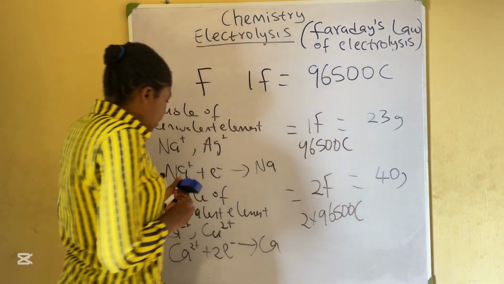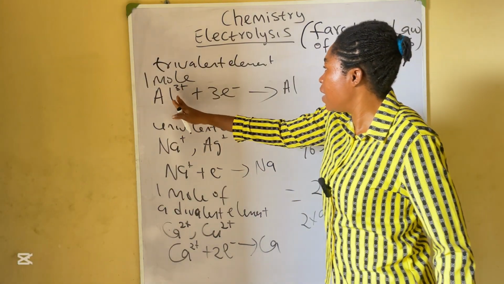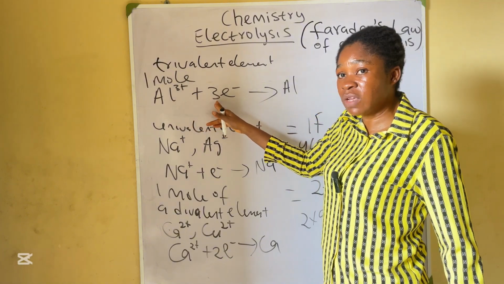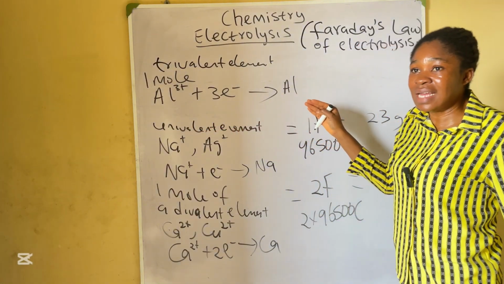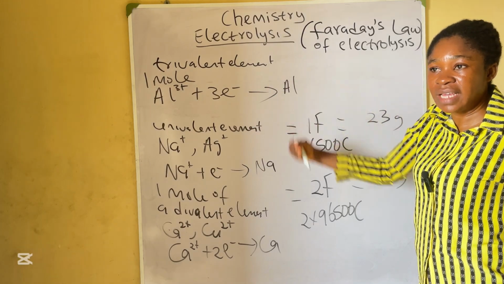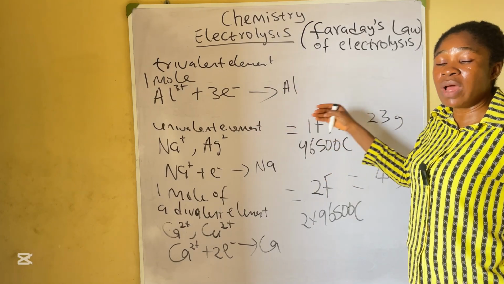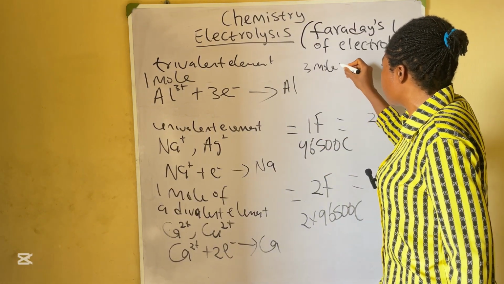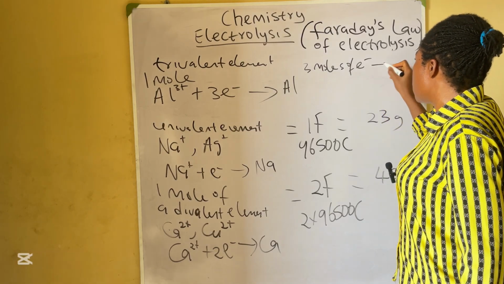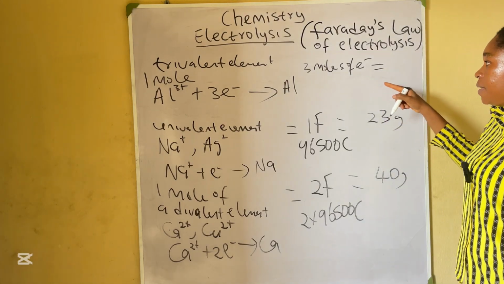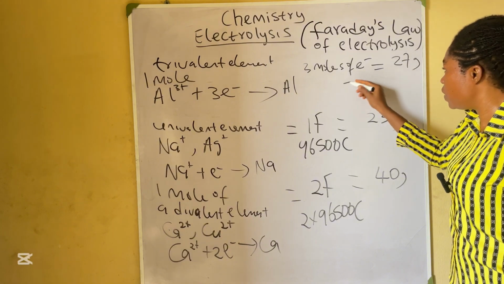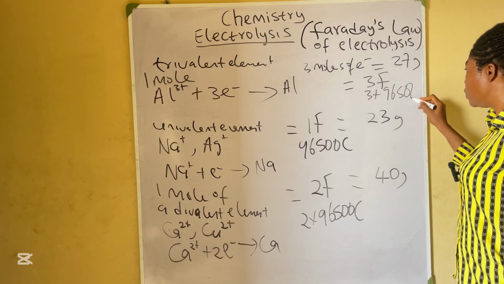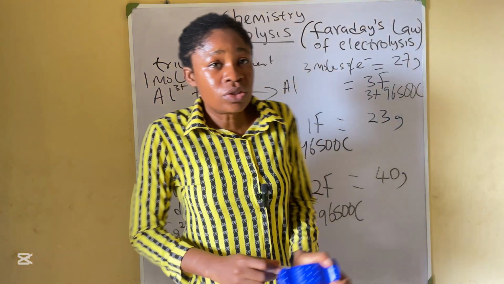For a trivalent element, 1 mole of aluminium ion is equivalent to 3 moles of electron, which is equivalent to 3 Faraday, which is equivalent to 1 relative molecular mass of aluminium. So 3 moles of electron is equivalent to the relative molecular mass of aluminium, 27. Those are equivalent to 3 Faraday. 3 Faraday is 3 times 96500 coulomb.